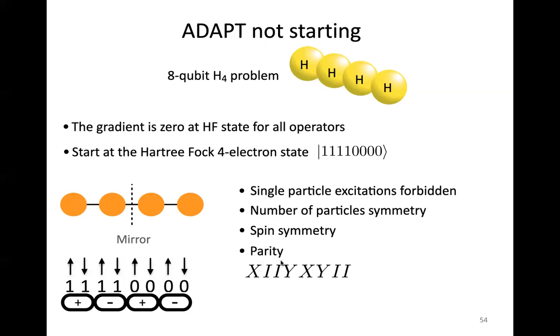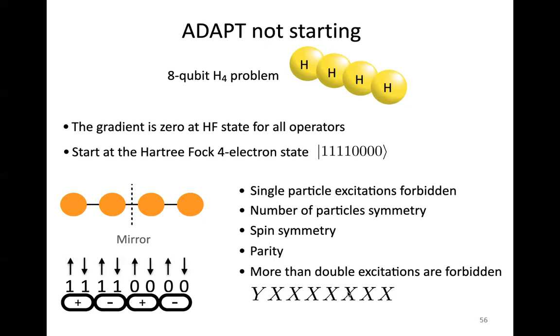So for example, one can show that this operator conserves both the spin and the number of particles. It would destroy the 1st and the 4th electron, but it would create the 5th and the 6th electrons. So the number of particles would be conserved, the spin would be conserved, but we basically promoted an electron from minus orbital to plus orbital, changing the parity of the state. And this is forbidden. That's why the gradient of this operator would be 0.